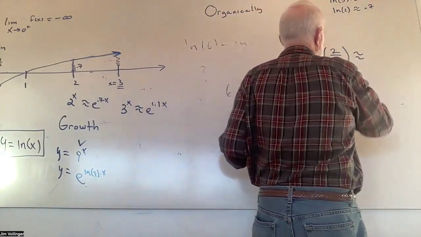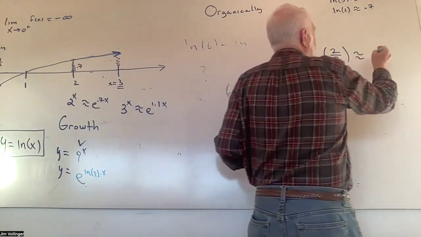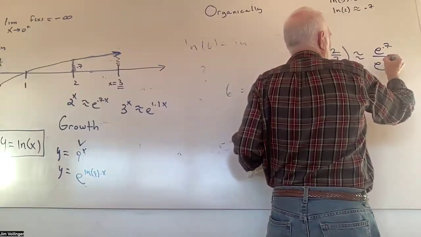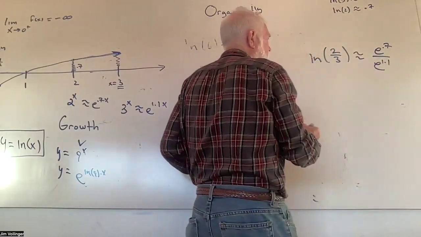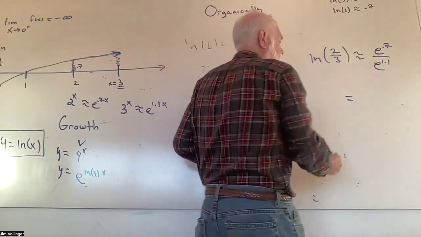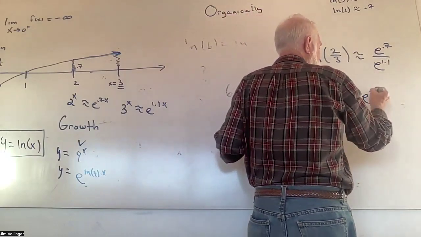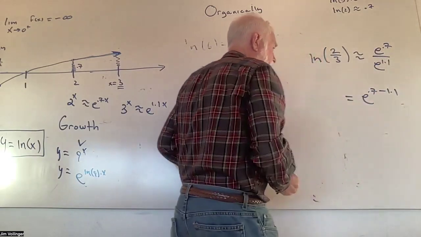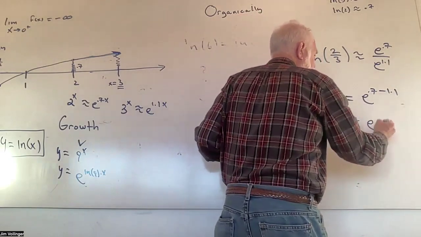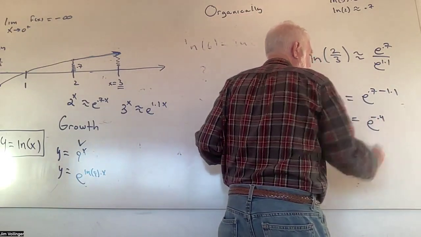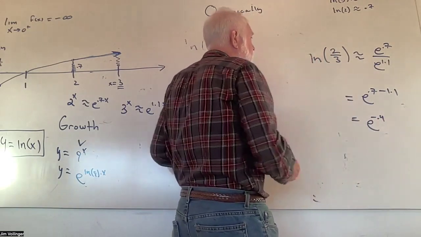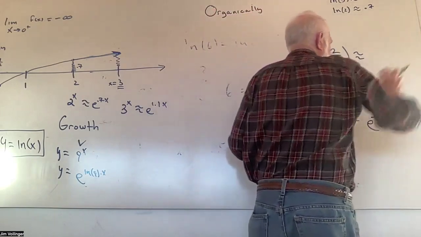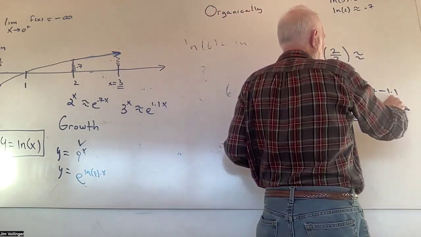So what I'm suggesting here is that we change 2 to e to the 0.7 divided by e to the 1.1. And then we have a little division. Division can be expressed as e to the 0.7 minus 1.1. Right. So our answer is e to the negative 0.4, roughly. So 2/3 could have been written as e to the 0.7 minus 1.1.